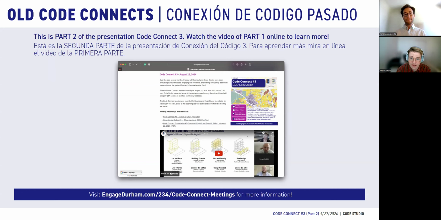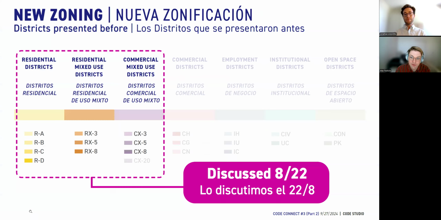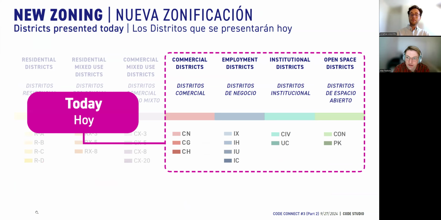Here's a screenshot of what that looks like on this slide. And we will be continuing the introduction of the districts that were introduced during that meeting. During the last meeting on 8/22, we discussed our first major groupings of zoning districts: our residential districts, our residential mixed use districts, and our commercial mixed use districts. Today, we'll be introducing the remainder of the districts within the code so far, and those are our commercial districts, employment districts, institutional districts, and open space districts.